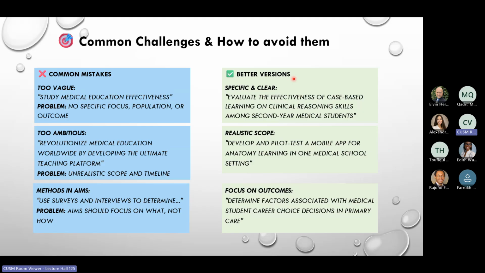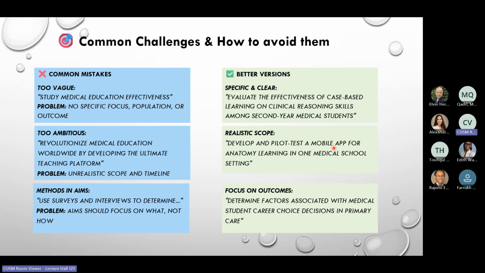Some better versions of how to avoid these common mistakes is just be specific and clear. When you're specific and clear on those statements, it gives you that much more opportunity for success in accomplishing those activities. Evaluate the effectiveness of case-based learning on clinical reasoning skills among second-year medical students. It's very specific, it's clear, and it's not too large of a task to complete. Make sure it's realistic and not too ambitious.